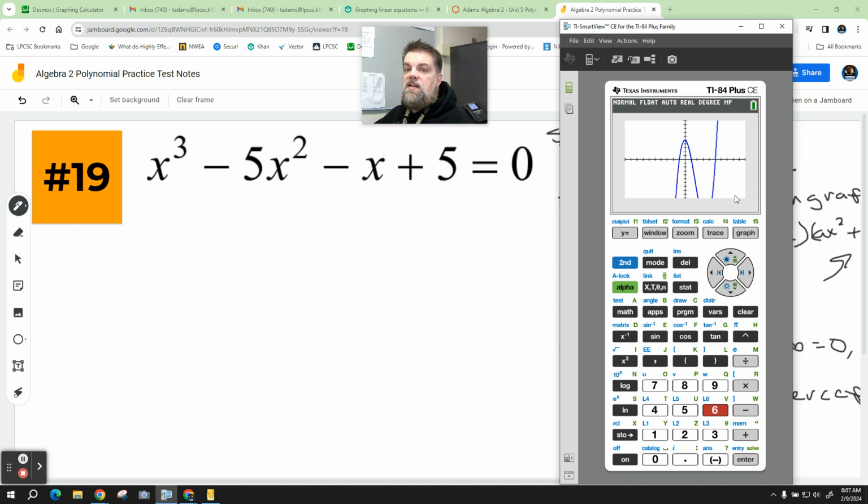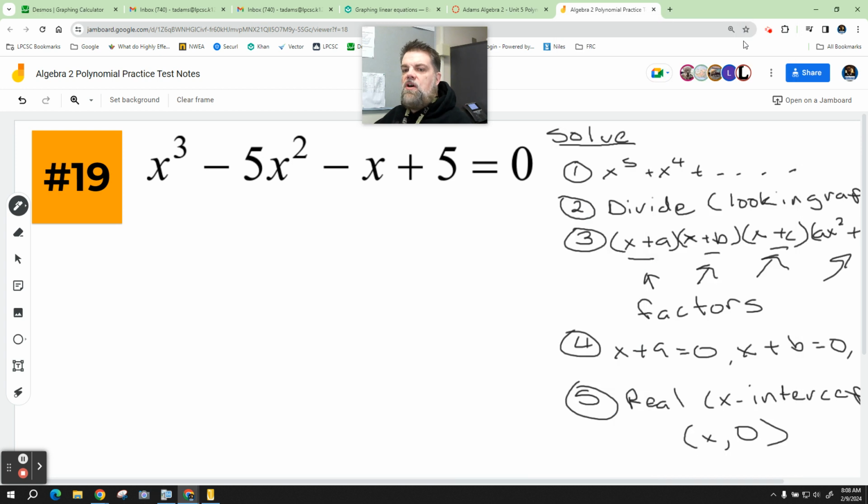Okay. Now, does anybody remember how we check to see for sure? What button do I hit? Yep, trace. So I'm going to try negative 1, just for the fun of it. Remember, you got to hit negative 1, not minus 1. Yep, y equals 0. See how I did that? All right, so negative 1 works. So I'm going to say over here somewhere, x equals negative 1.